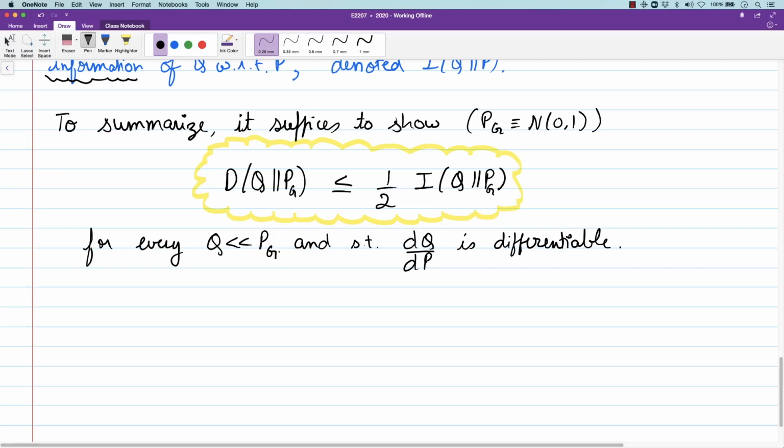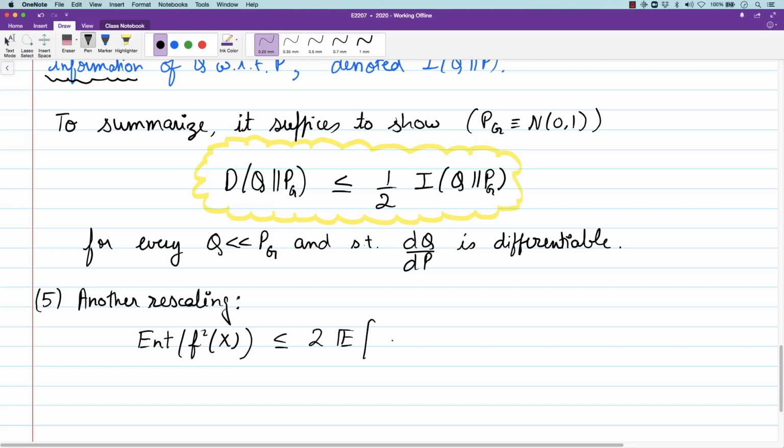In fact, we have now seen 4 different equivalent forms. We are continuously simplifying the original inequality. So in fact, there's another equivalent form. We can do another rescaling. So observe that the entropy of f square of x is less than or equal to 2 times the expected value of f prime of x square, for all f that are continuously differentiable with expected value of f square equal to 1.